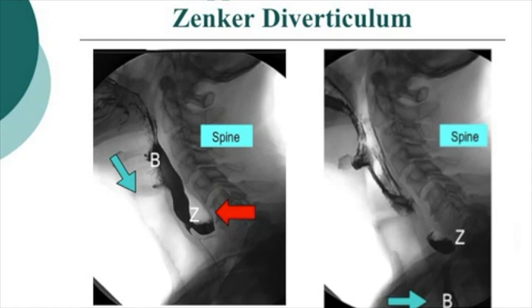This second image shows that most of the barium has passed into the esophagus, while some got stuck in the Zenker diverticulum. In patients with this condition, food can get stuck in this little pouch and cause bad breath or accidentally spill out into the neighborhood, such as the breathing tube.